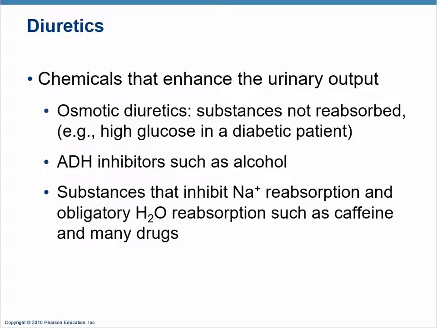And so this is how diuretics work. This is drugs that lower blood pressure or make you pee a lot. You can inhibit ADH using alcohol or something like that. You can give substances that are not reabsorbed, so they stay in the filtrate and make you pee more.